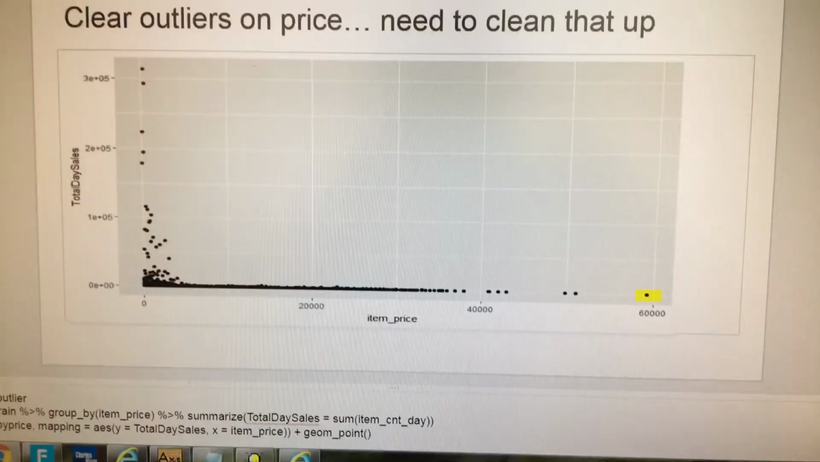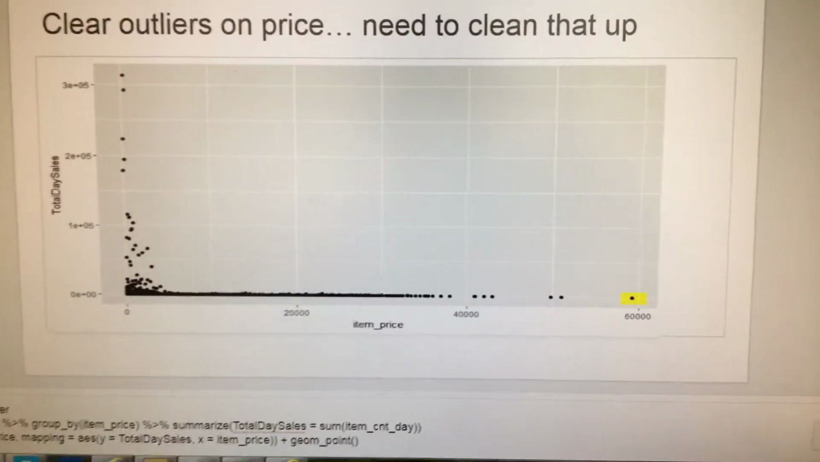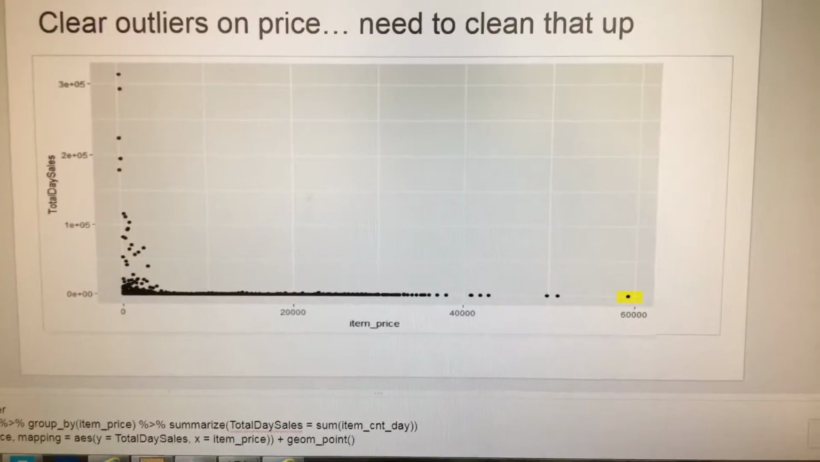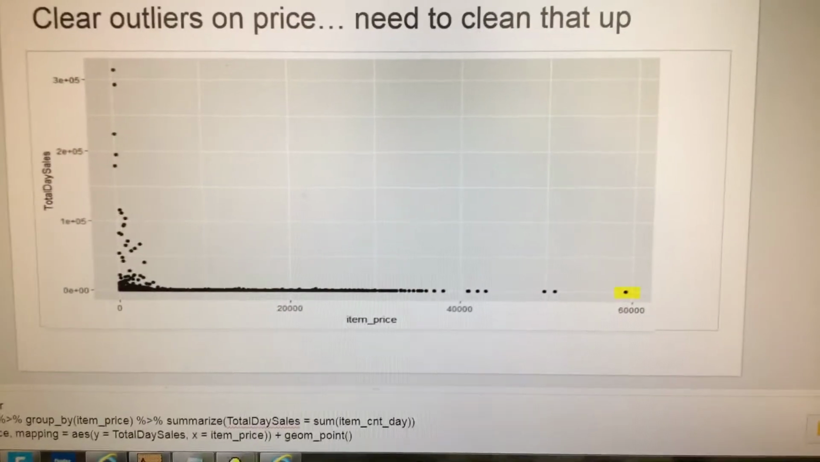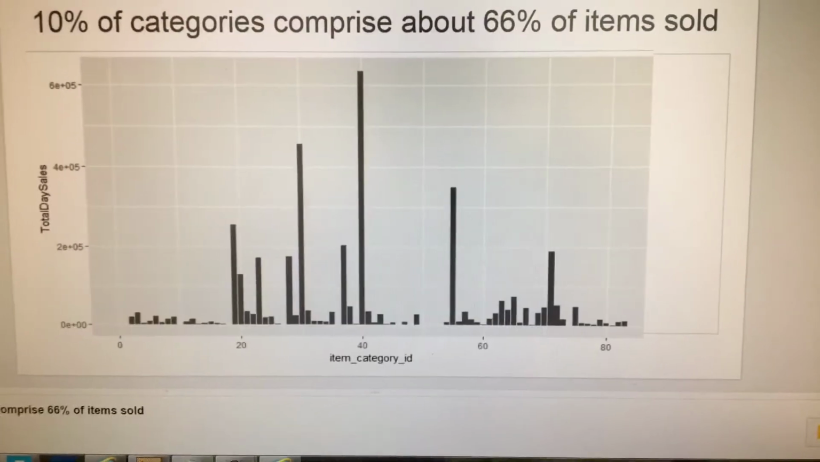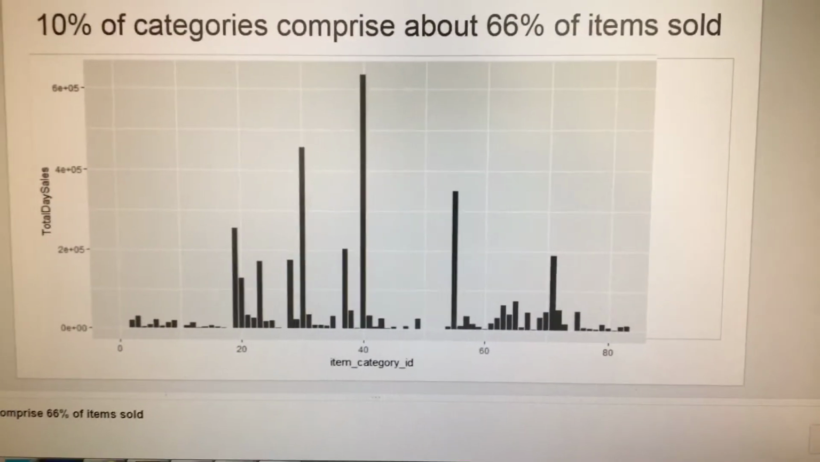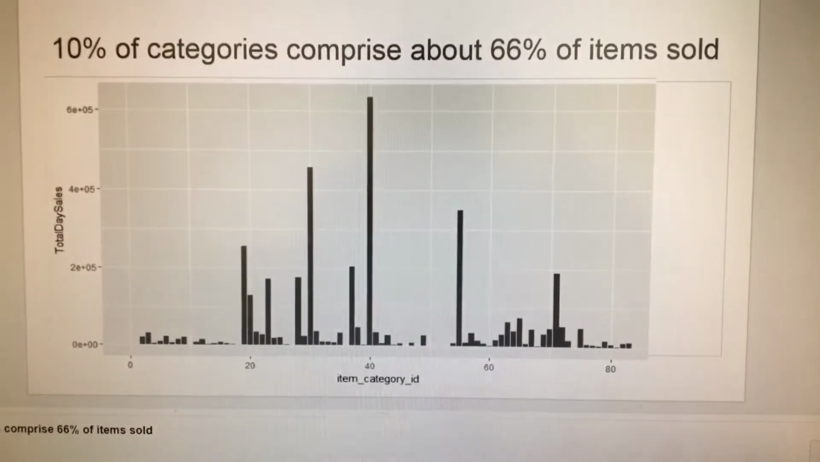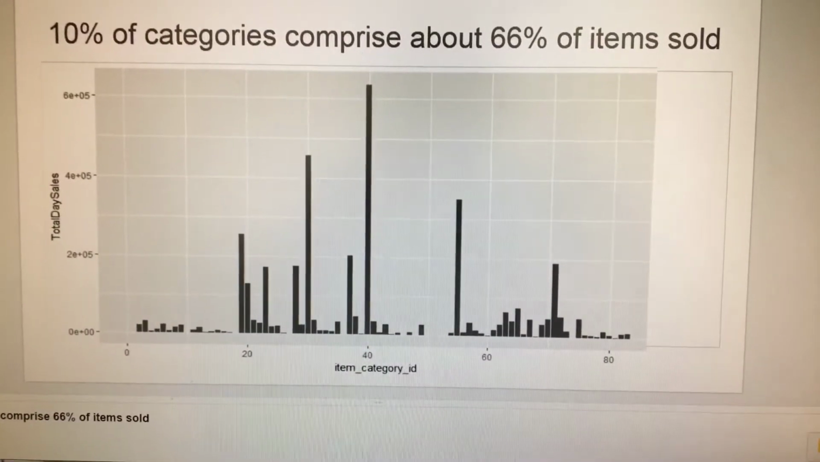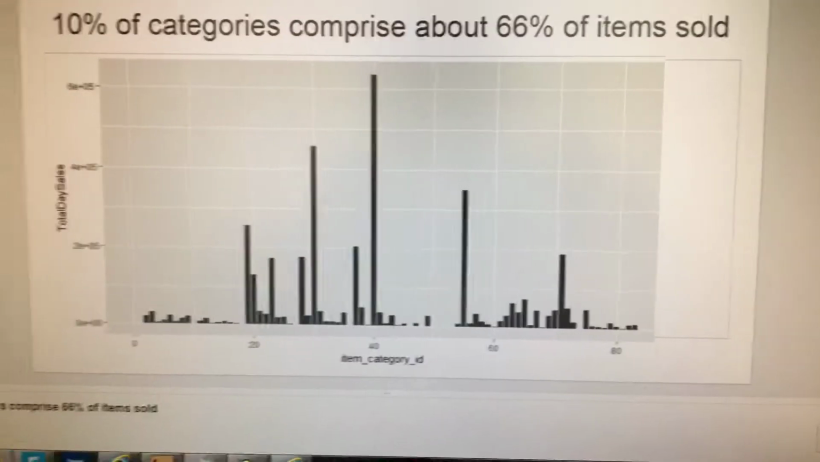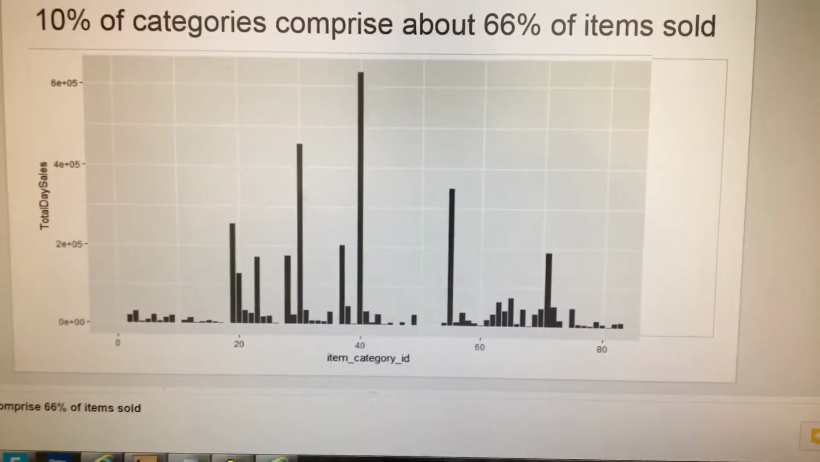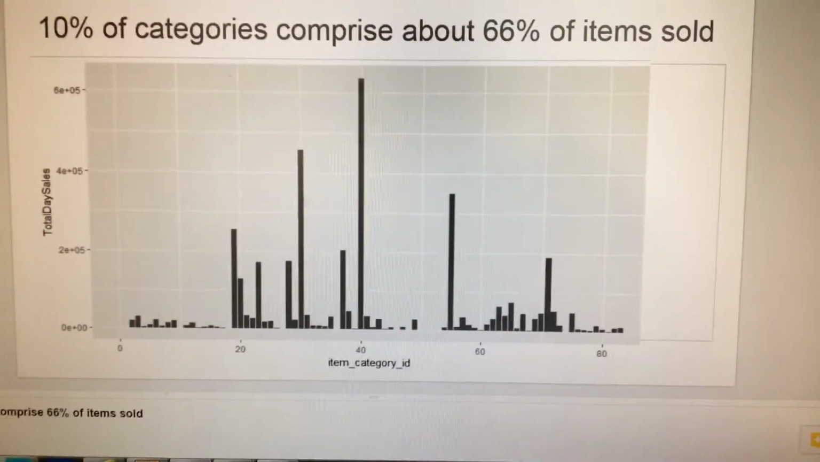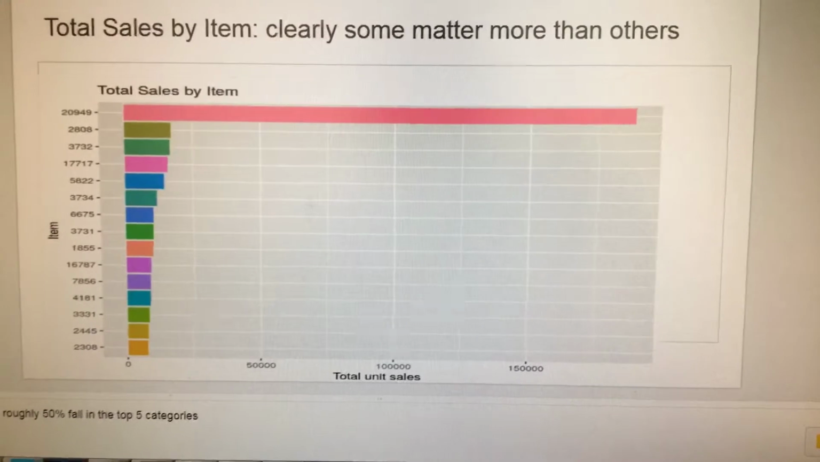Here are some clear outliers to the right. I'm going to clean those up to make sure that there aren't any leverage points in the data, so take out some of those outliers. 10% of the categories comprise 66% of items sold, so chances are we could take out a fair number of those categories and still have a representative sample to do an analysis with an easier, not so unwieldy data set.